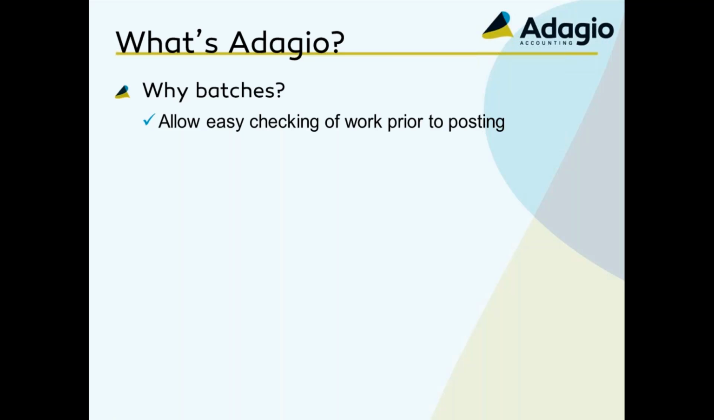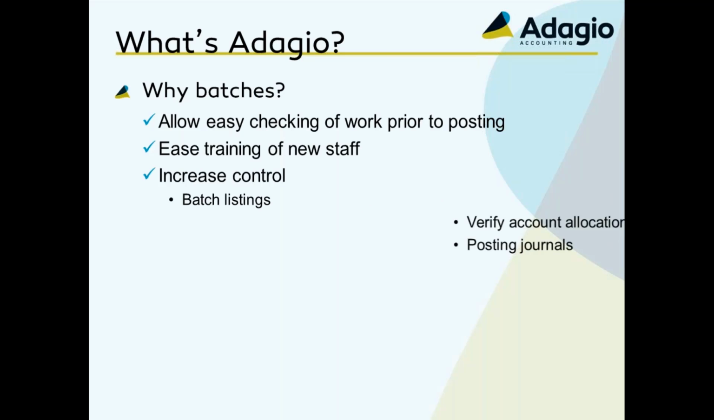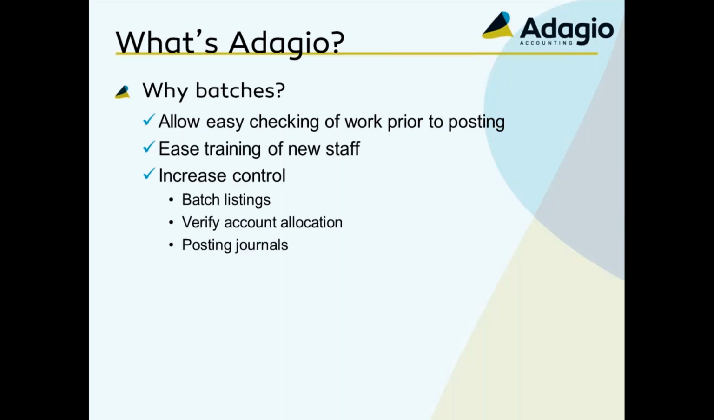So we like batches, just to let you know, because it allows you to check someone's work. If you have a new person working in the accounting department or in your office, you can make sure that they have properly coded the transactions before they get posted. It makes it easy to train staff. It increases control because you can print out batch listings to verify the account allocation before the transaction gets posted. You can have one person do data entry and another person do posting. You can tell who posted transactions and who entered transactions.